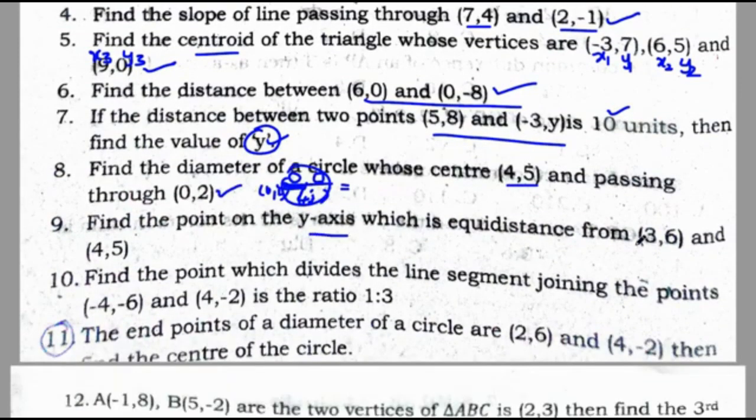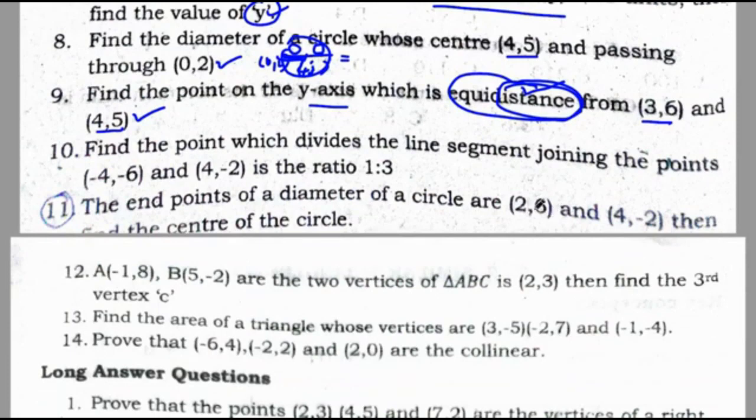Find the point on the y-axis which is equidistant from (3, 6) and (4, 5). Again, it is equidistance, which means in the word itself we have to use the distance formula. In the word itself there is distance, so use the distance formula, students. If there is a ratio, you have to use the section formula.